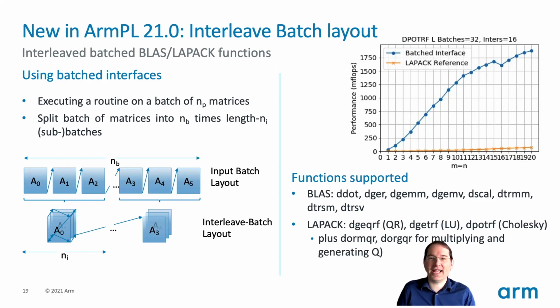The graph on the right here shows DPOTRF, so this is Cholesky factorization, comparing the batch interface against what you'd normally get by just having a loop over the LAPACK code. And you can see the massive increase in performance by allowing interleaving of these functions. We've got quite a lot of functions already supported through this sort of interface, and if there are more that you think should be added, do get in contact and let us know what would be useful for your use case.